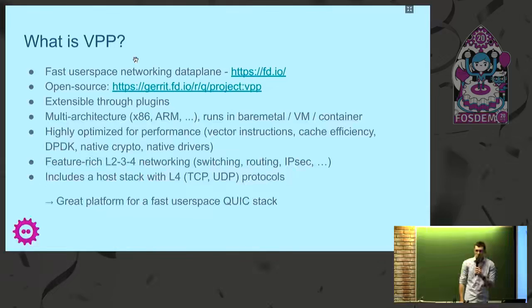So not all of you may know what VPP is. Very quickly, it's an open source, fast user space networking data plane. It's very much focused on performance. It uses vector instructions. We are very careful about cache efficiency in VPP. It is extensible. You can relatively simply write plugins for VPP. It comes with all you would expect from a software data plane: layer 2, layer 3, tunneling protocols, etc. And more importantly for today, what we call the host stack, which is a layer 4 protocols implementation. So this is going to be our platform for the QUIC stack.